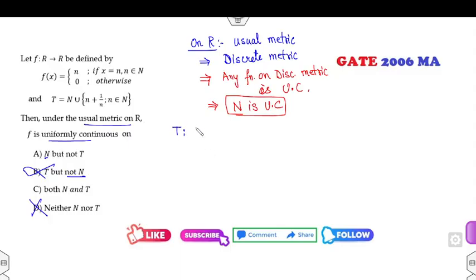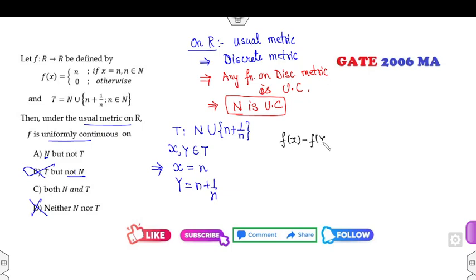So capital T is defined as N union n plus 1 over n. Now you can choose any two points, x and y. Say x is a natural number and y is from this other set. Then you can easily see the value of f(x) minus f(y). Firstly, what is x minus y? x minus y is 1 over n, which goes to 0 as n approaches infinity. Now your target is to prove whether f(x) minus f(y) goes to 0 or not.